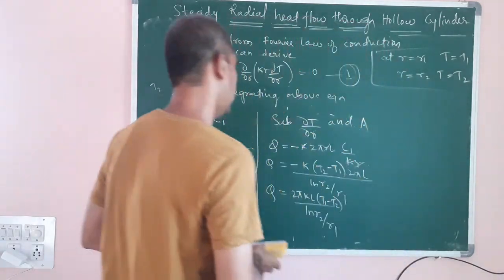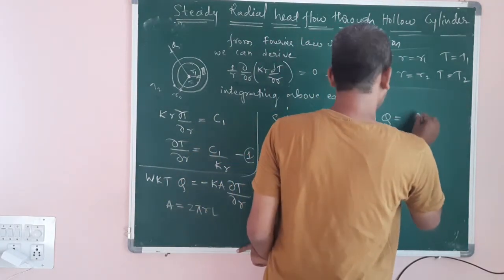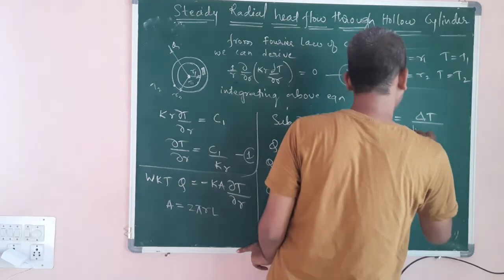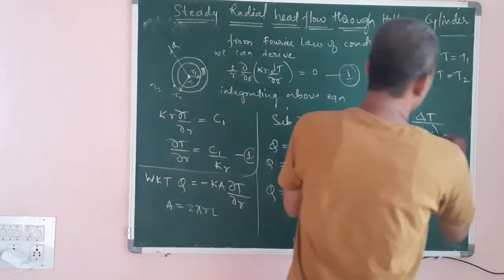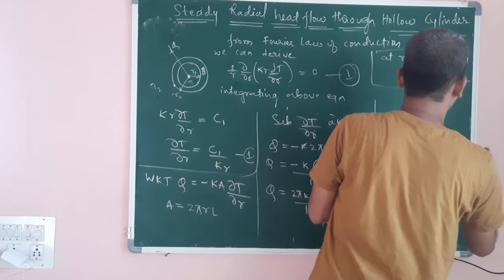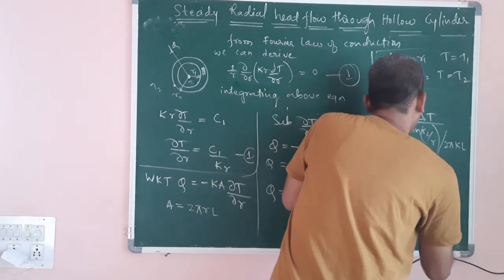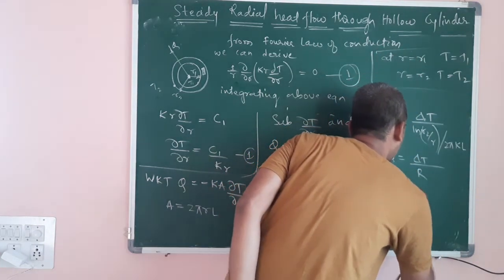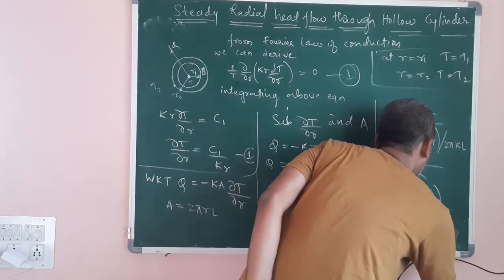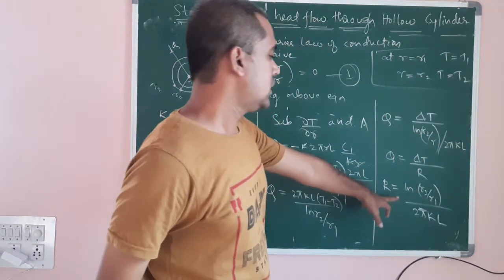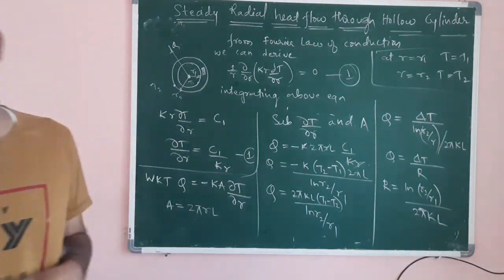If I write its electrical analogy, Q is equal to delta T divided by ln of R2 by R1 divided by 2 pi K L. This is nothing but Q is equal to delta T divided by R. Here R is equal to ln of R2 by R1 divided by 2 pi K L. This is called thermal resistance in a cylindrical coordinate system.